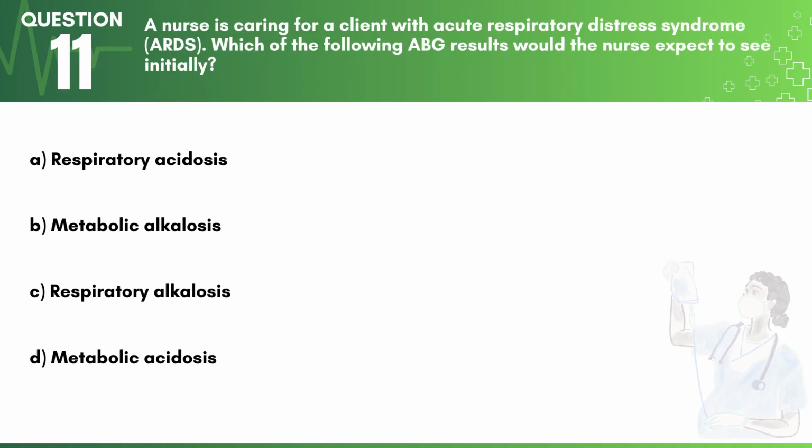Question 11. A nurse is caring for a client with acute respiratory distress syndrome, ARDS. Which of the following ABG results would the nurse expect to see initially? A. Respiratory acidosis. B. Metabolic alkalosis. C. Respiratory alkalosis. D. Metabolic acidosis.